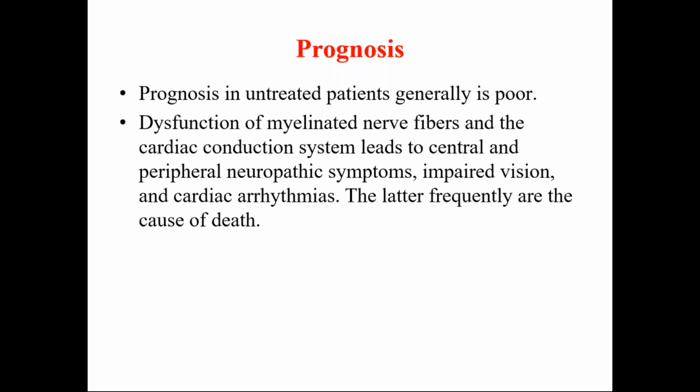Prognosis of this disease is very poor if it is untreated. Due to the phytanic acid accumulation, myelination of the nerve fiber will be disturbed, and the cardiac conduction system will also be disturbed. All these conditions will lead to central and peripheral neuropathy with the symptoms of impaired vision and cardiac arrhythmia, and will lead to the death of the patient. So the prognosis is poor in case of the untreated patient.